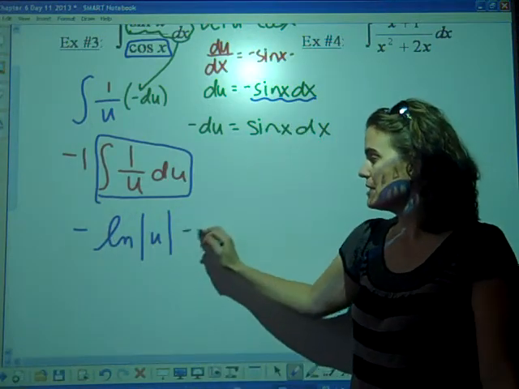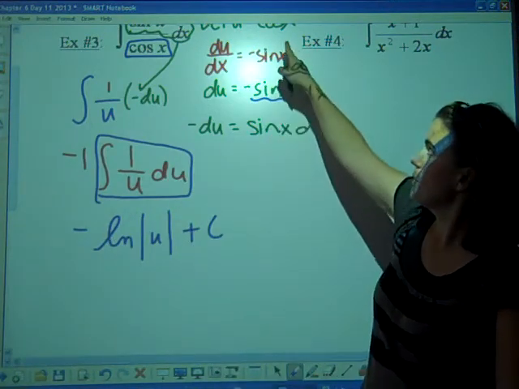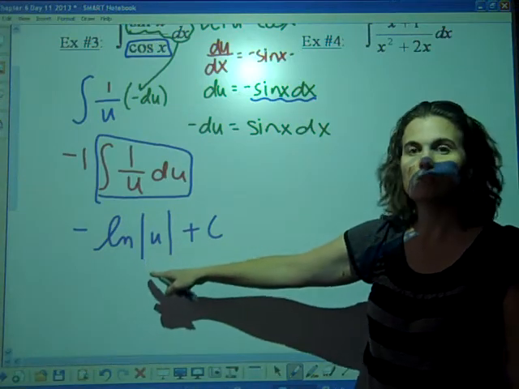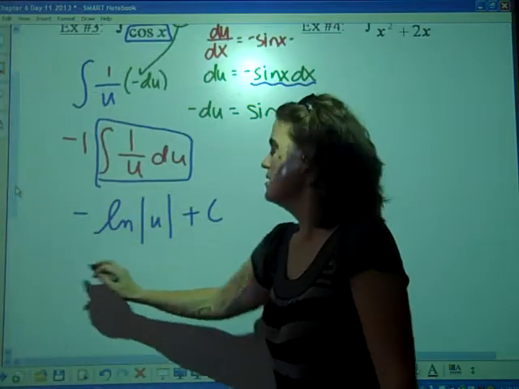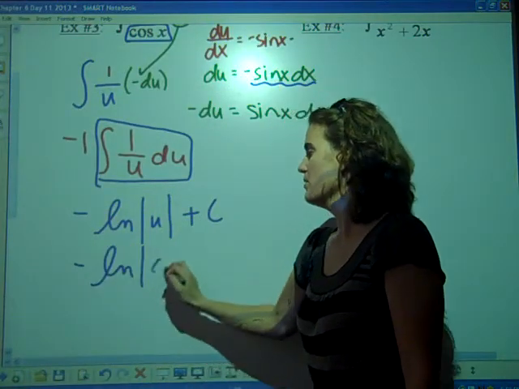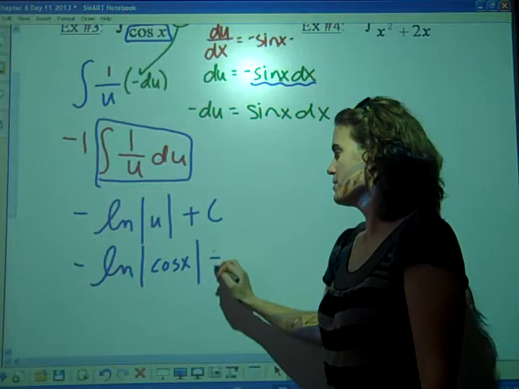Okay. We have a plus c, but remember we have to plug in what we let u equal back into our original problem. So if we plug our cosine of x back in here, I have negative times the natural log of the cosine of x plus c.